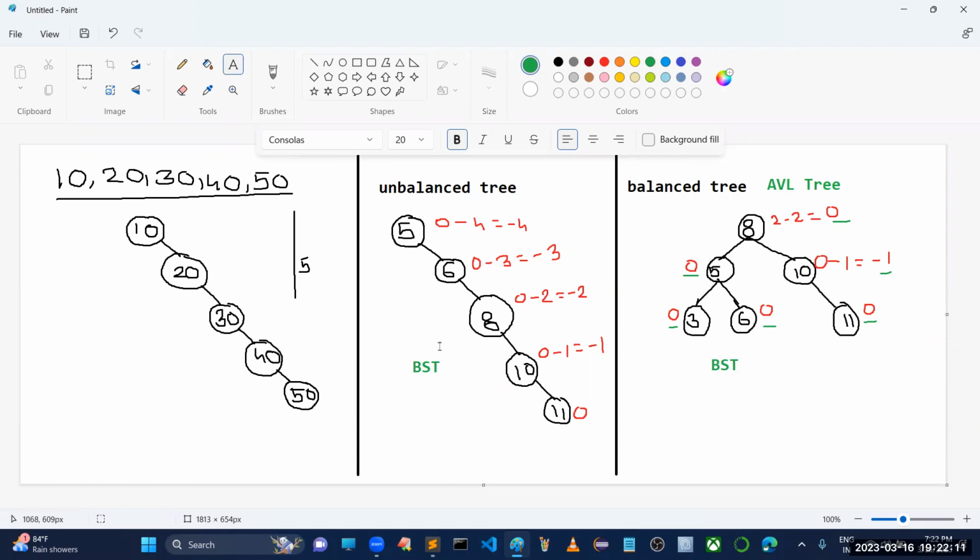Sir, can you please confirm everyone, is the introduction to these AVL trees clear for you people?